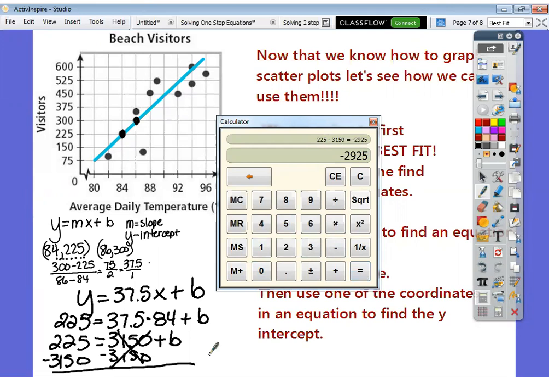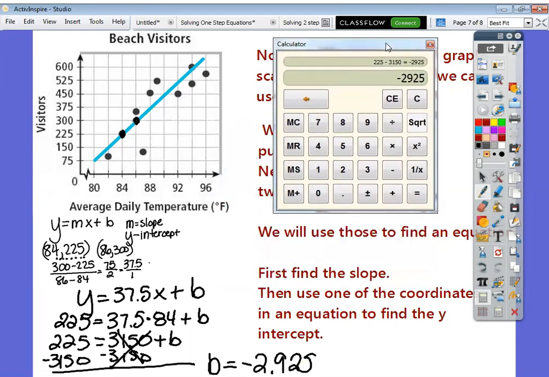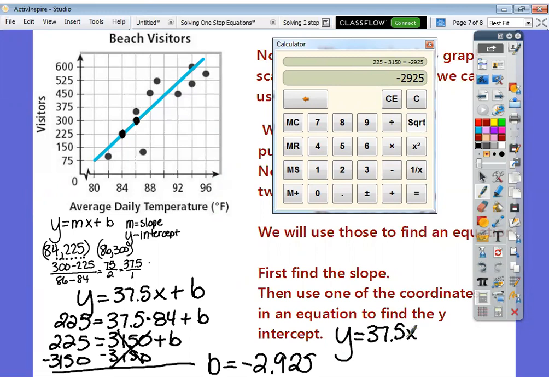So b equals a negative 2,925. Okay, so here is our equation. Our equation that we just got would be y equals 37.5x minus 2,925. Now I know you're like, that does not make sense at all, but watch.